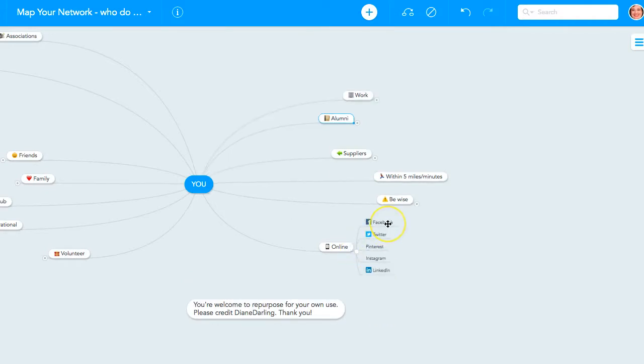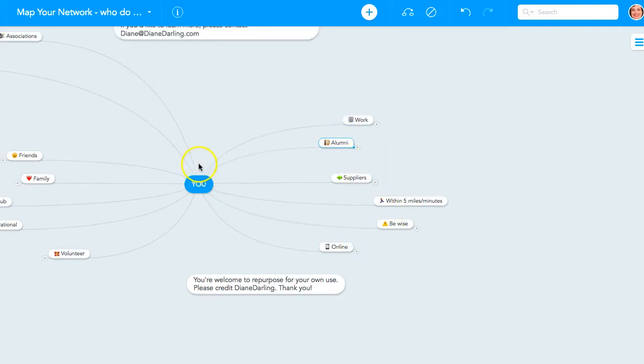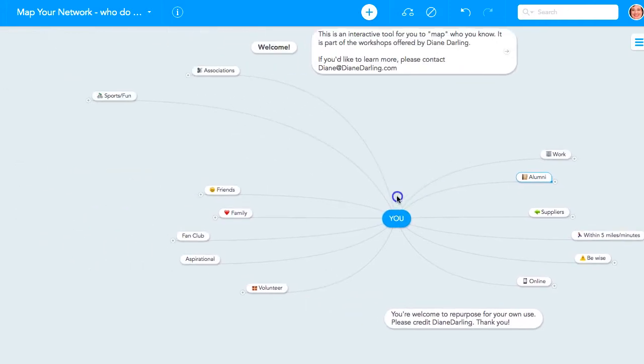Online. We have people in Facebook, Twitter, Pinterest, Instagram, LinkedIn, and all kinds of other online tools, maybe Snapchat. I'm not saying you need to map all these people out, but you kind of want to think about who belongs in what. And one thing you're also going to find is that some people are going to be in many of these buckets. They're not going to be just in one. So let's go over to this side.